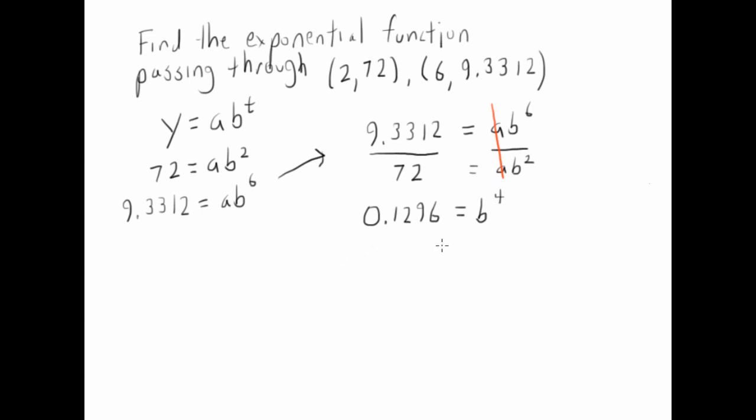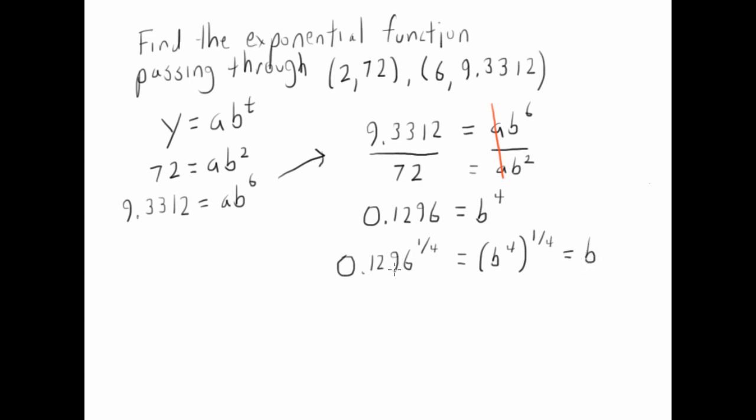We need to solve this equation. The way we're going to do this is we're going to take each side, in this case b to the fourth, and we're going to raise it to the 1/4 power. So over here I'll do the same thing: 0.1296 to the 1/4 power. Why am I doing that? Well, reviewing our rules of exponents, when you have a power to a power, you multiply these two numbers together. So 4 times a fourth is 1, so this is just b.